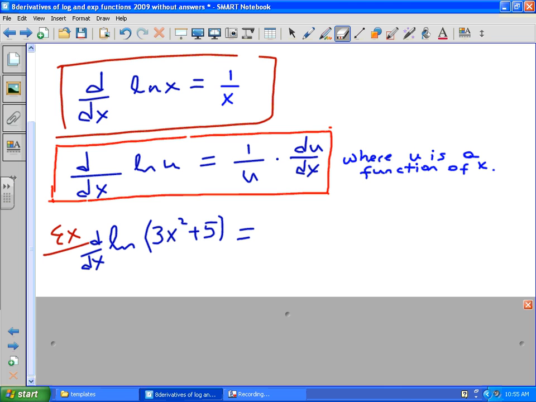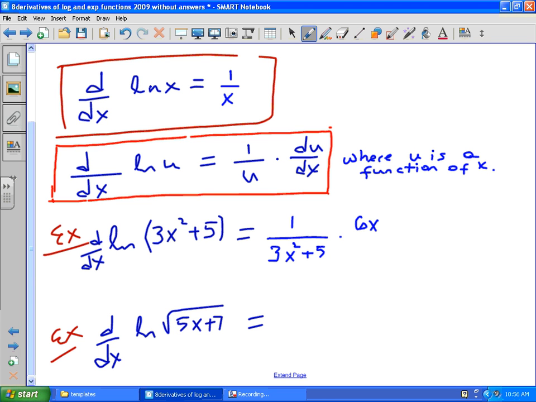So what will the derivative be based on this rule right here? 1 over u, in this case 1 over 3x squared plus 5, times the derivative of the inside. And Crystal, would you agree that the derivative of the inside would be 6x? Because we're just differentiating 3x squared plus 5. You can leave it like this or put the 6x on the top if you like, same thing.